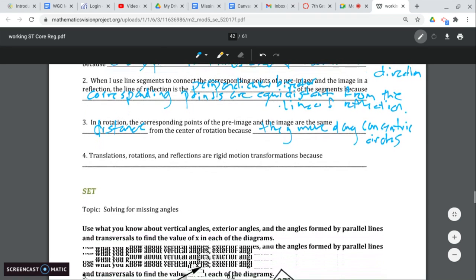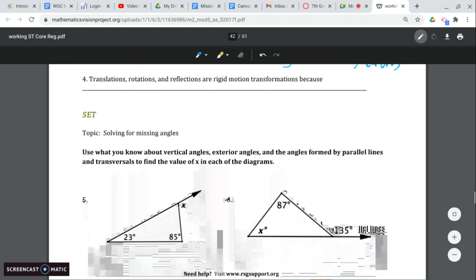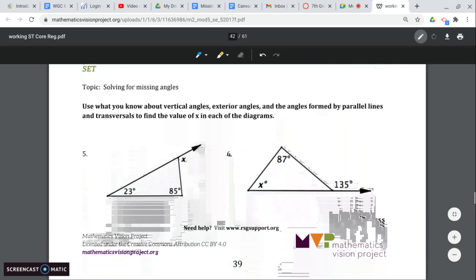All right, you guys will figure out number 4. I'm pretty sure you can. We've talked a lot about that in the past. The next section, solving for missing angles. Use what you know about vertical angles, exterior angles, and the angles formed by parallel lines and transversals to find the value of x in each of the diagrams.